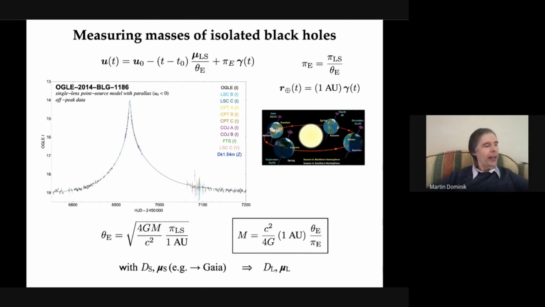Moreover, if one can obtain the source distance and proper motion, for example by using Gaia data, one finds the lens distance and proper motion as well. That is, not only the mass function, but also spatial distribution and kinematics of black holes in the Milky Way, except for the radial velocity, could be extracted from a suitable sample of microlensing events.